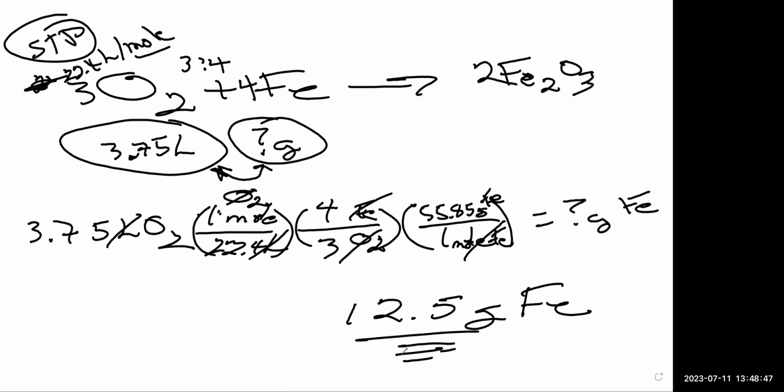Keeping my sig figs, I got 3 sig figs and 3.75. Don't forget the 22.4 could be a factor in sig figs, but it also has 3. So my answer should be in 3 sig figs. What this tells me is that if I start off with 3.75 liters of oxygen, I require 12.5 grams of iron for this reaction to proceed.